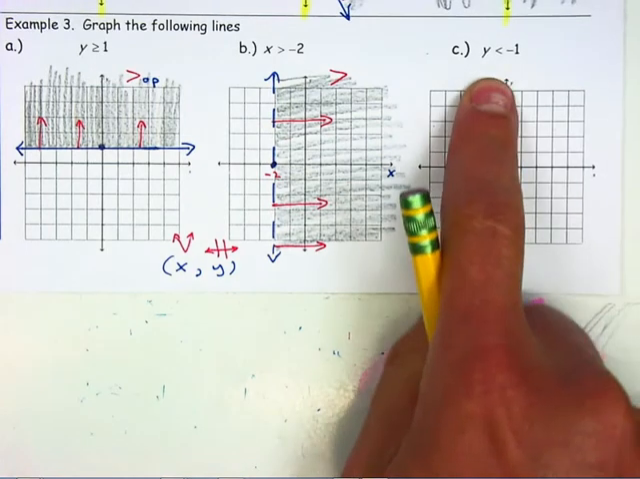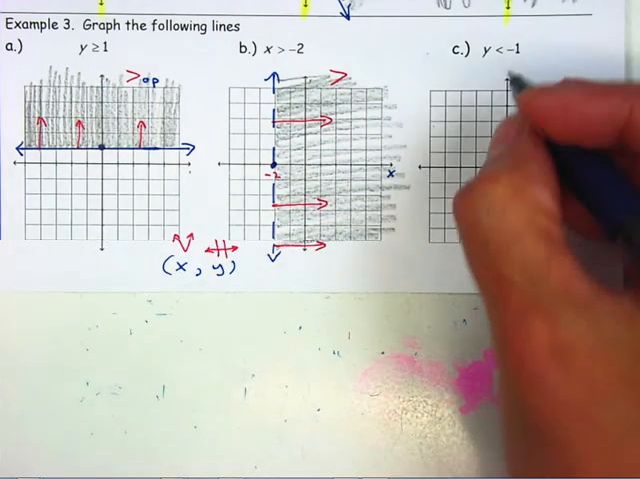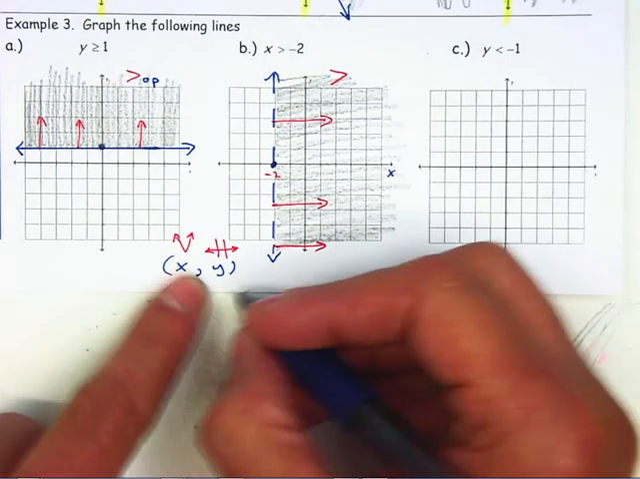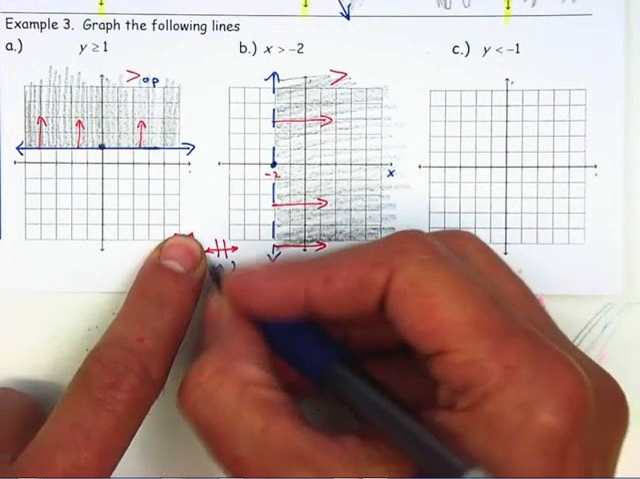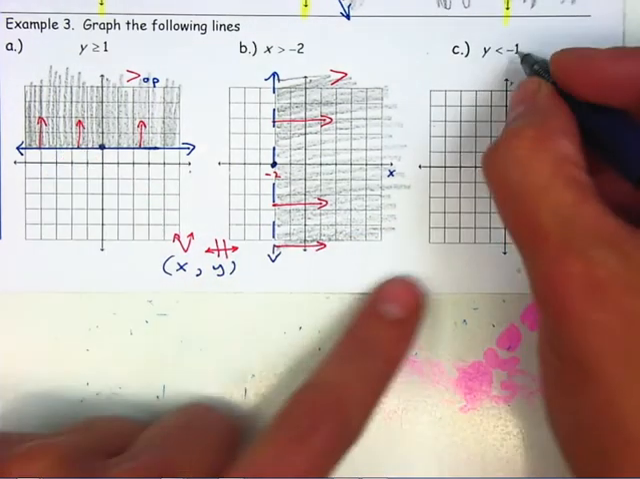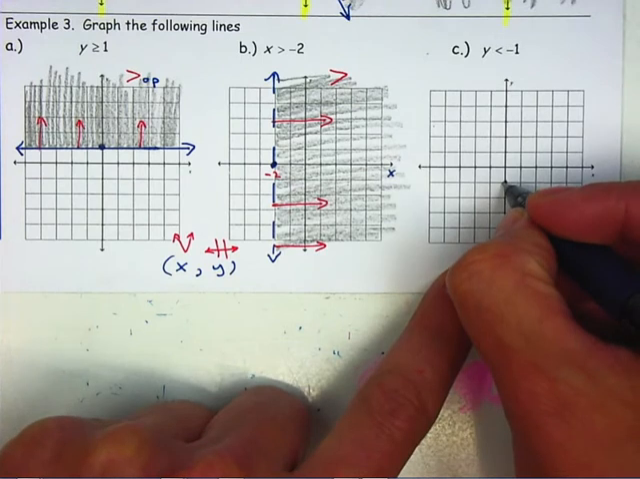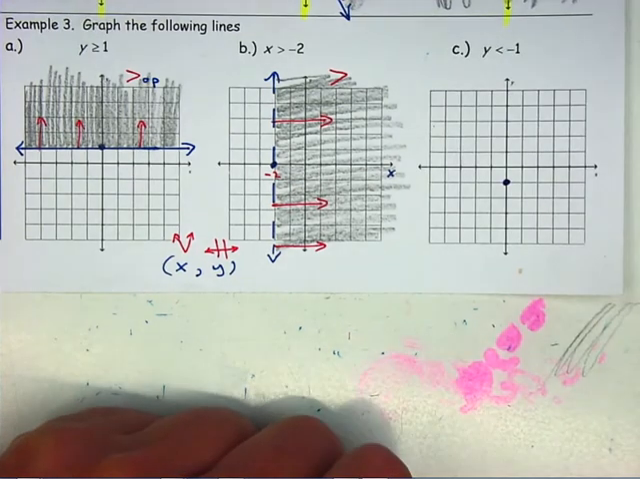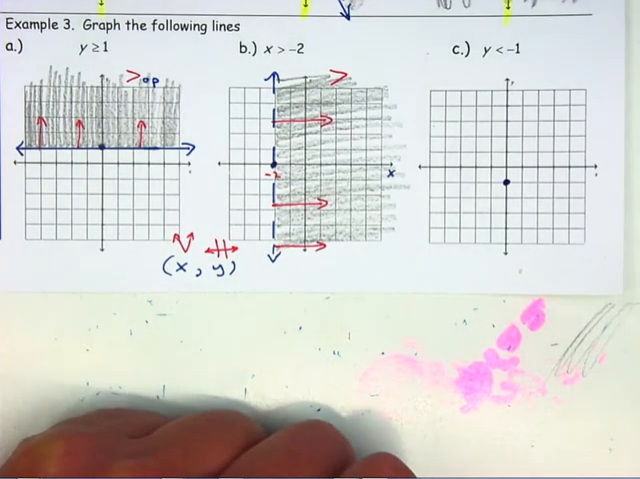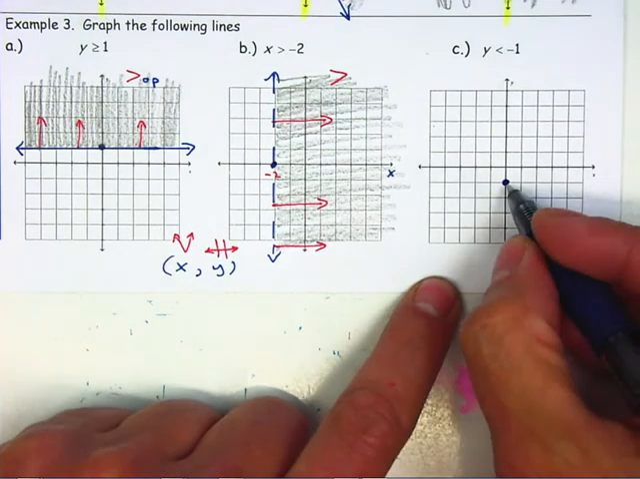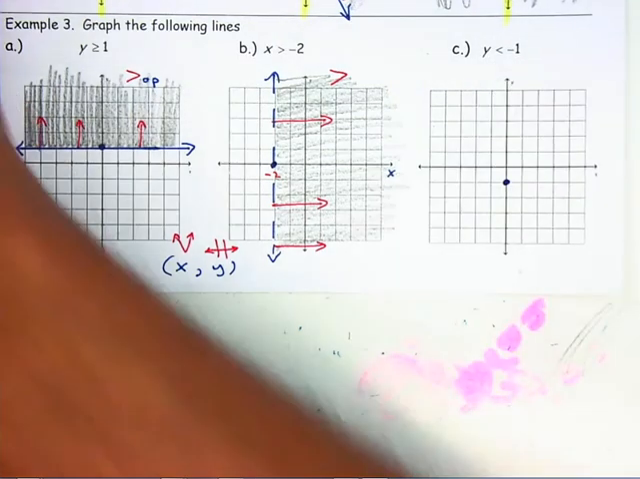Last one on this page. Y is less than negative 1, so y will also be a horizontal line, but we're going to go over to the negative 1 on the y-axis. I need to decide solid or dash. In this case, there's no equal sign, so it'll be a dashed line.